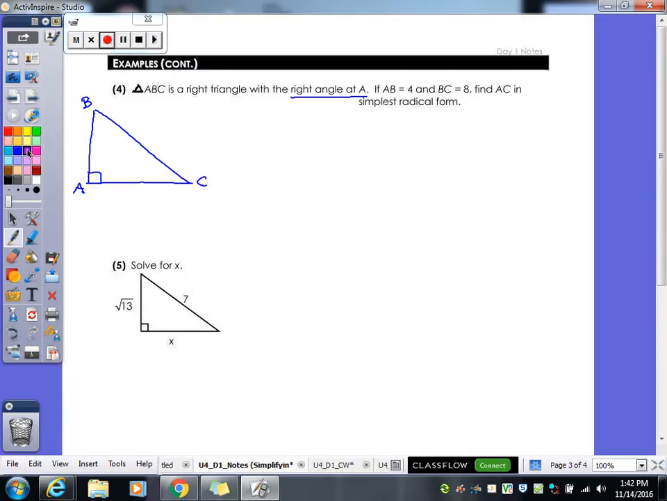We're told AB is 4, so side AB over here is your 4. Side BC is 8. They want us to find AC in simplest radical form. So this is going to go back to what we were just doing on the last page a little bit. So which side here is our C? 8. So then I'll say my 4 is my A. I'll put x in as my B. So A squared plus B squared equals C squared. So that's going to be 4 squared plus x squared equals 8 squared.